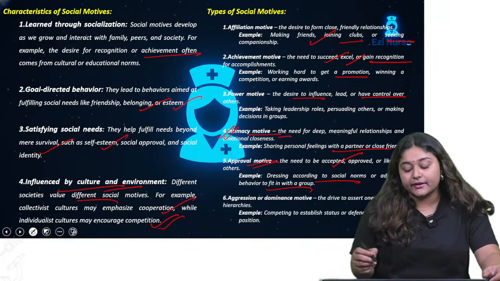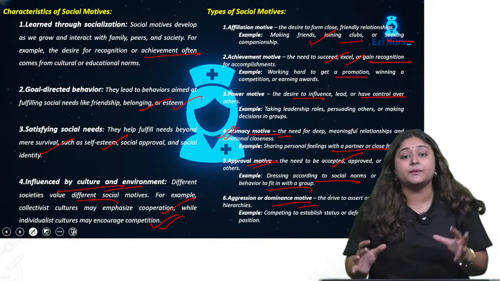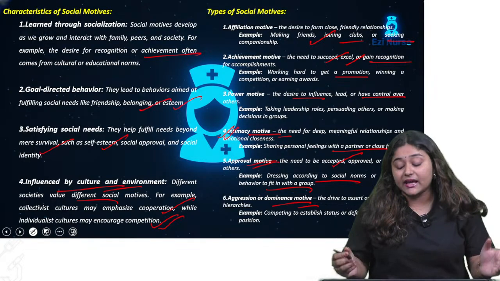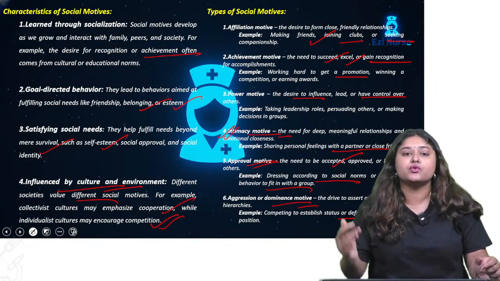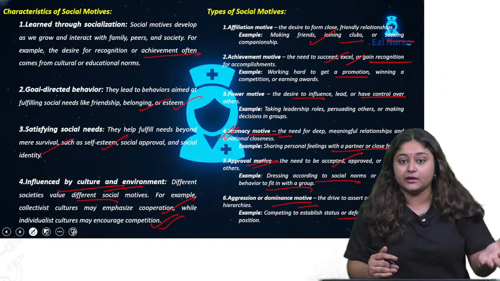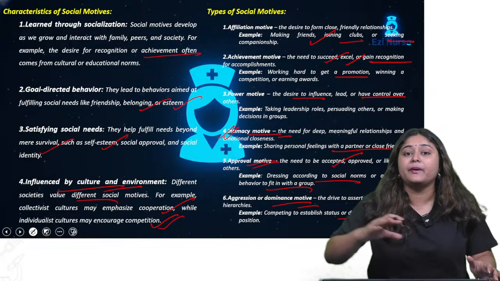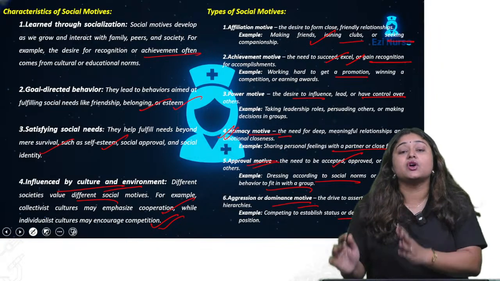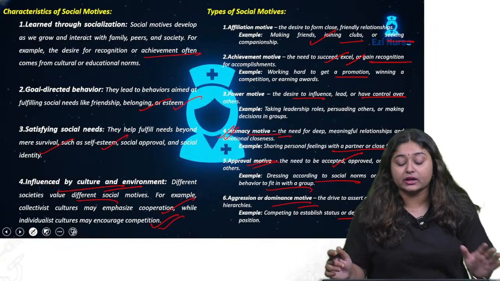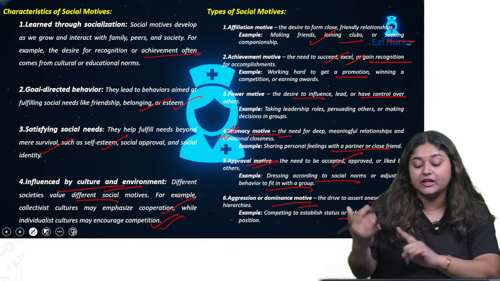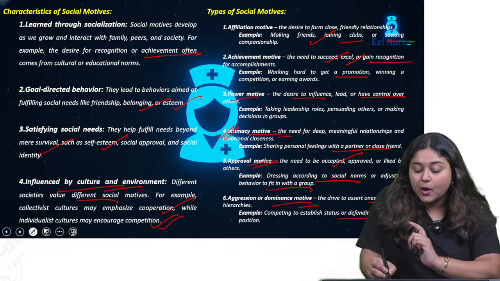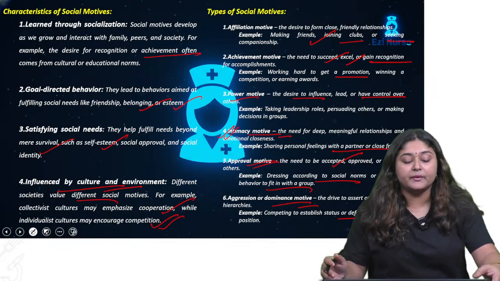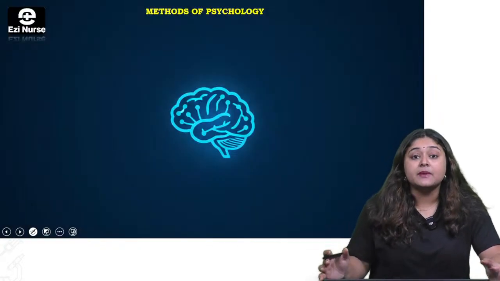Okay, last is aggression or the dominance motive. It's asserting oneself in the social hierarchy. What is the example? Competing to establish status or defending one's social position, meaning they humiliate the other person by comparing with their own position. Okay, so that is under aggression or the dominance motive. These are all the types of social motive. Okay, keep it in your mind. First is affiliation motive, achievement motive, then power motive, intimacy motive, next approval motive, and last is aggression or the dominance motive.